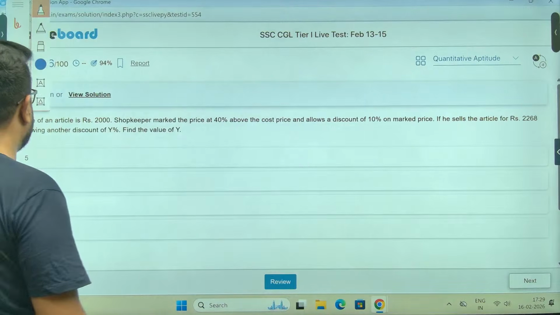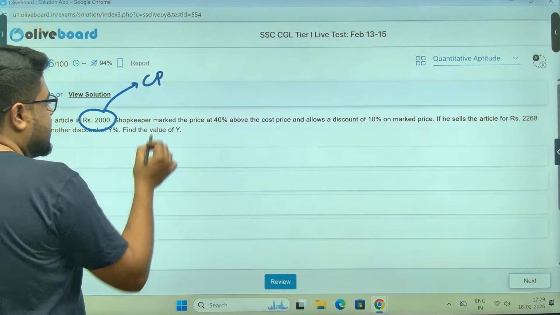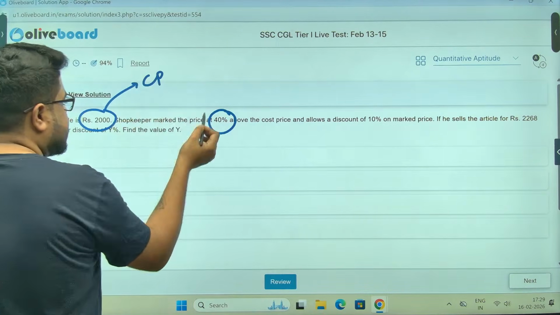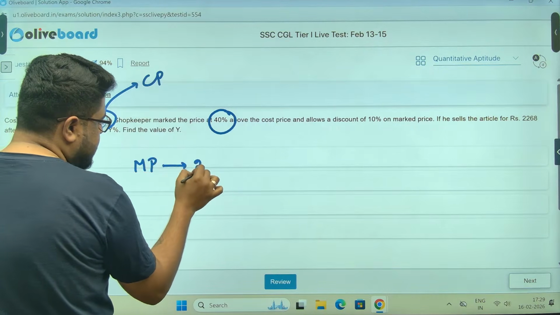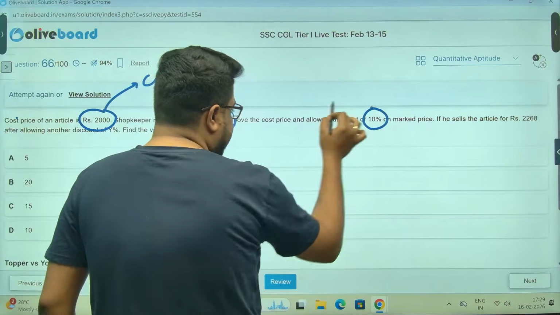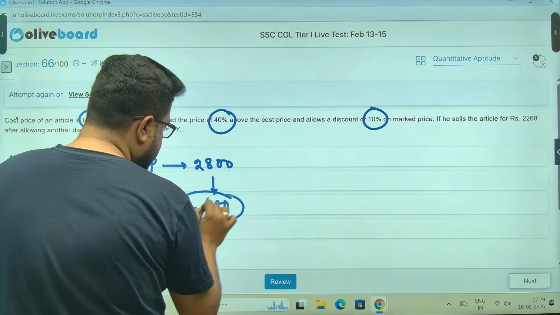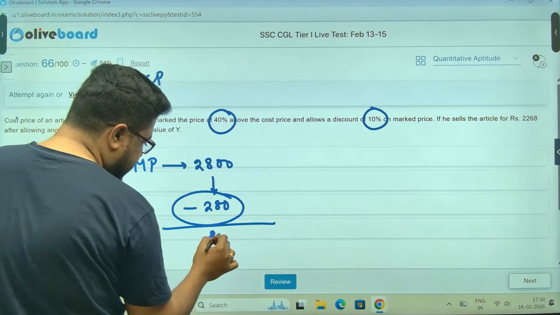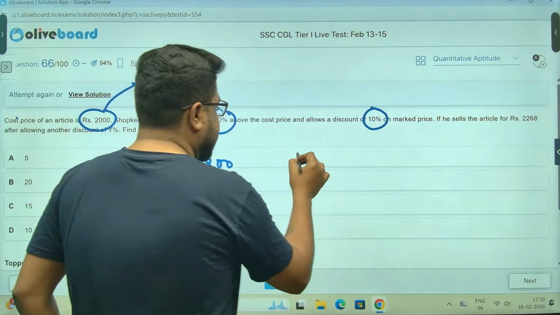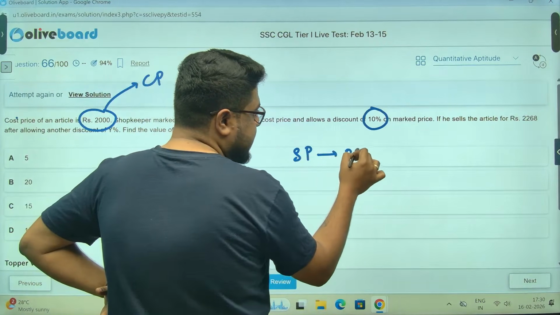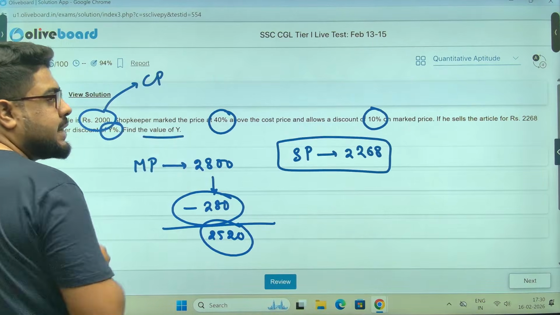Next one, profit, loss, discount. Cost price, like this is CP, sir. Marked up by 40%. 40% meaning 4 twos are 800 rupees. So MP will be 2800 rupees, right? Discount of 10%, meaning discount of 280 rupees. So we will have 2520 rupees. Okay. He sells the article for 2268. SP is 2268, meaning there is another discount as well.